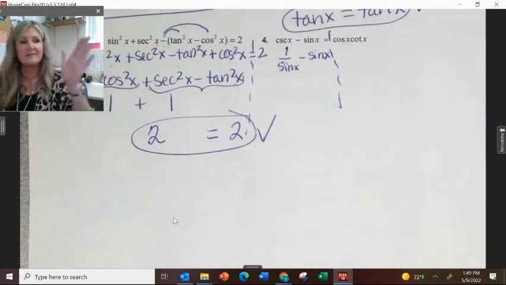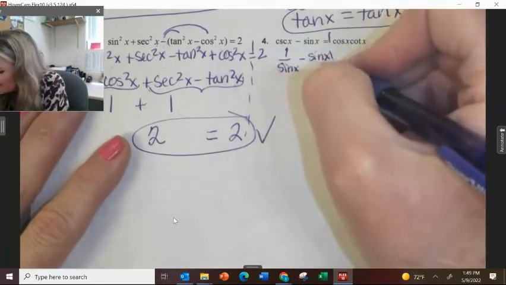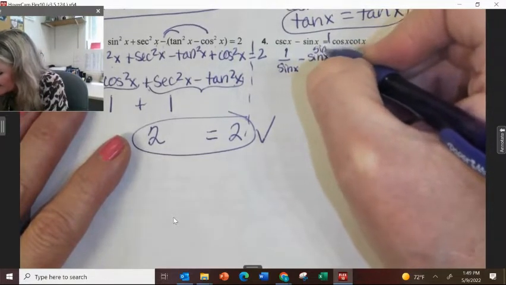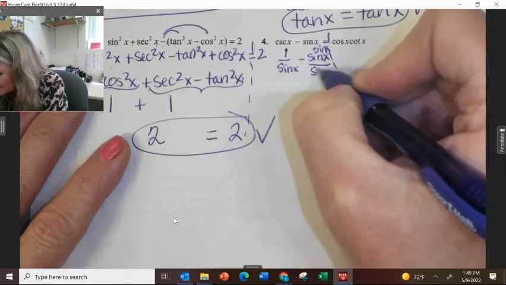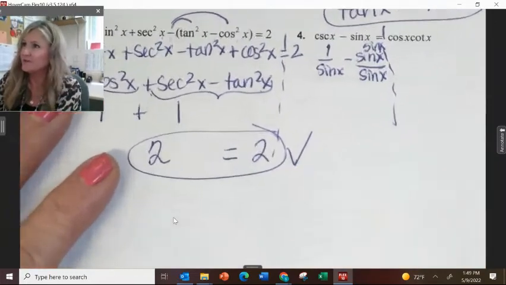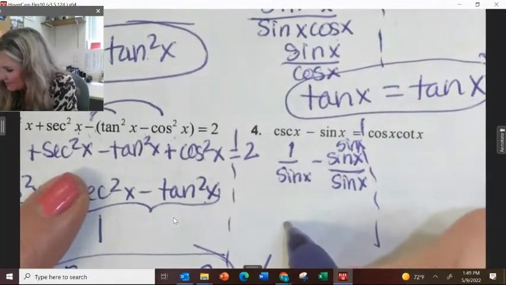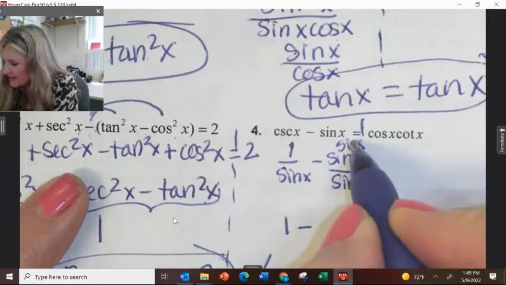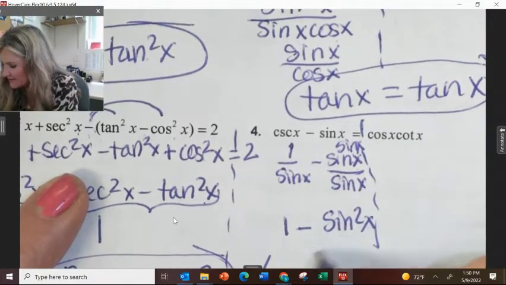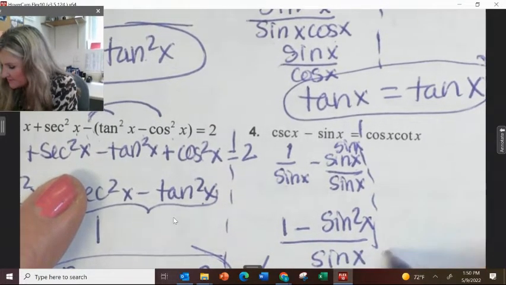Common denominator, because I'm trying to squeeze this, I'm trying to condense it. So if I'm getting a common denominator, I have to multiply this by sine x on top and by sine x on bottom. Let's zoom in here. So what am I now going to have? Well, I'm going to have 1 minus, what's sine x times sine x? Sine squared x, and I have a common denominator of sine x.